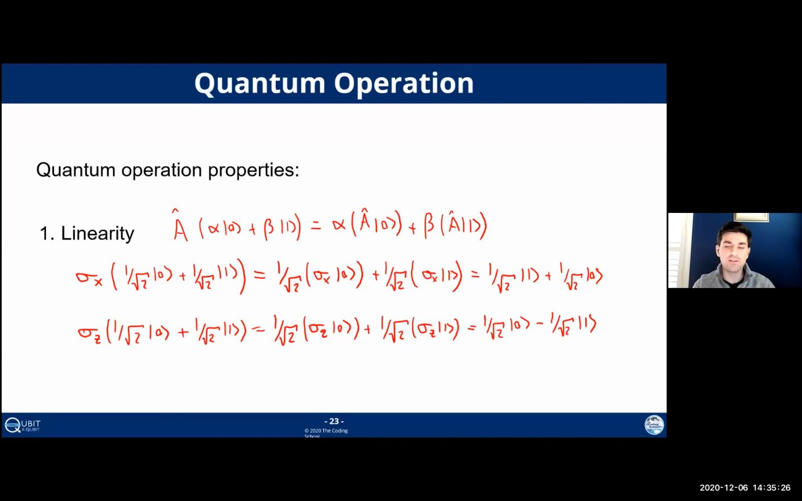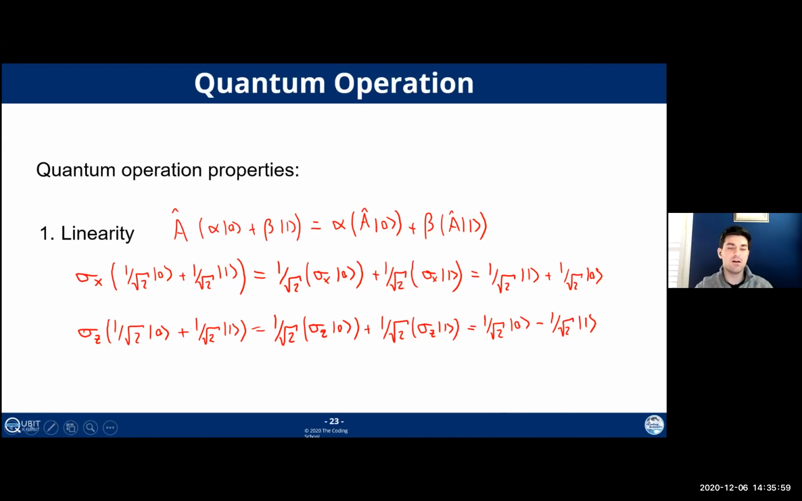Something that might be interesting, and we will see this coming back in the future, is that for this particular superposition state, applying sigma x didn't change anything. We applied sigma x to this superposition and got the same superposition out. Whereas when we applied sigma z, we got a different state out. Now there's a negative sign between the 0 part and the 1 part. That is something interesting that we will see applications for in the following lectures.